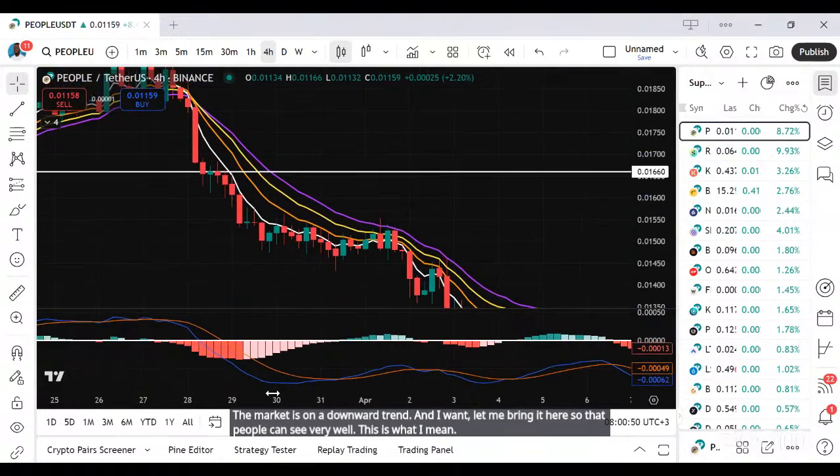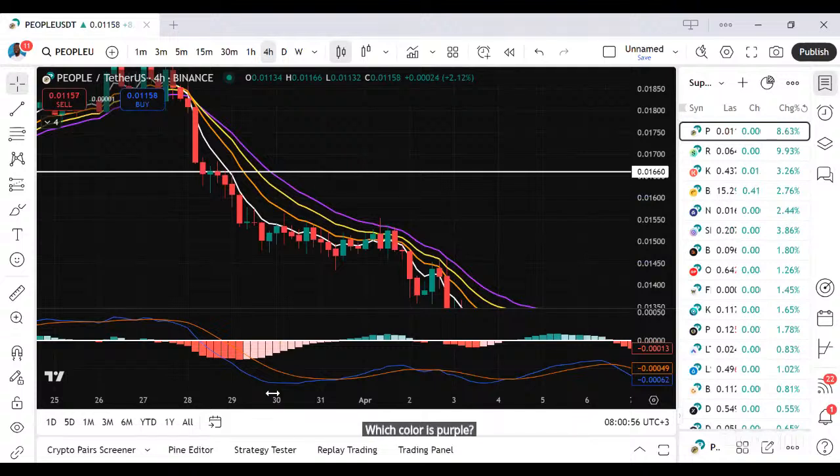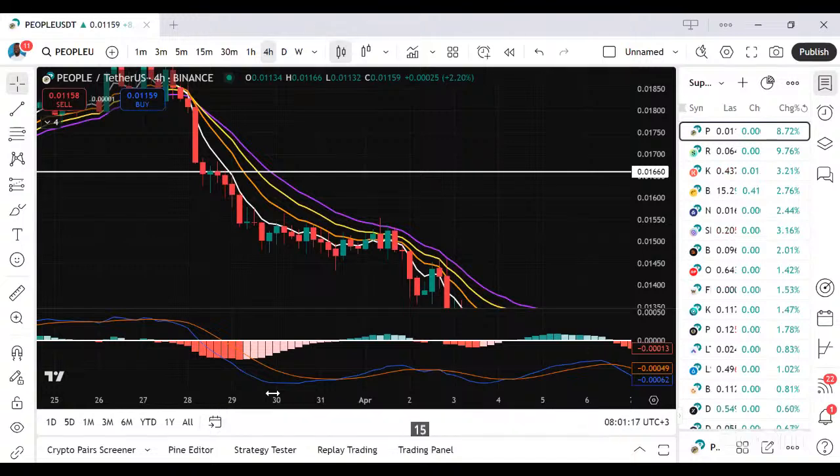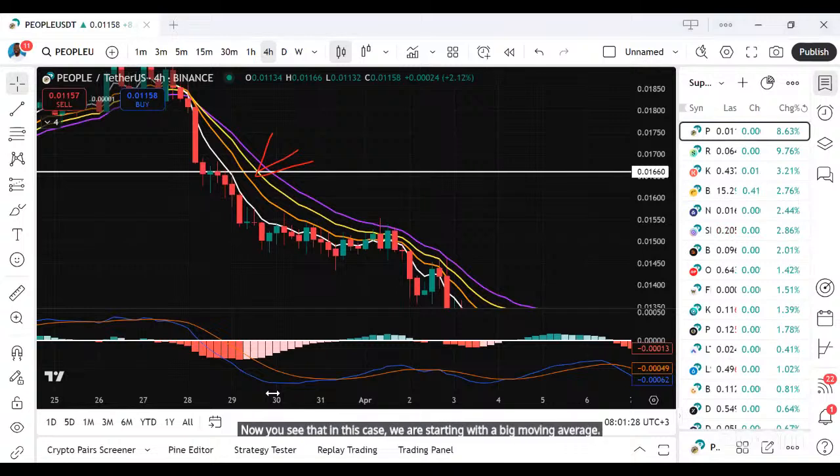When these moving averages are forming, like here, which color is purple? Which moving average is purple? When you understand moving average, you are going to enjoy Royal Chew. Which moving average is purple? 20. Which moving average is yellow? I want to see if you are following. Which moving average is yellow? 15. Which moving average is white? 5. Good. Now you see that in this case, we are starting with a big moving average, ending with a small moving average. It means this market is on a downward trend.